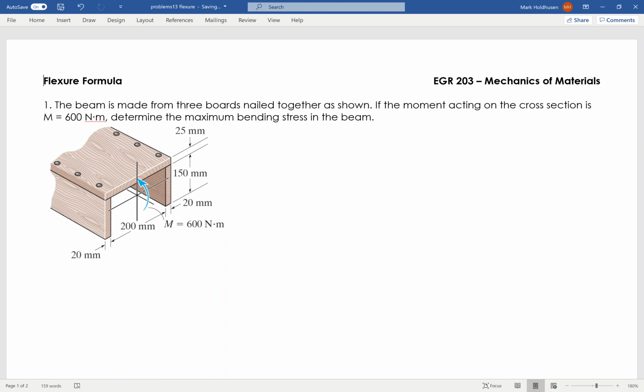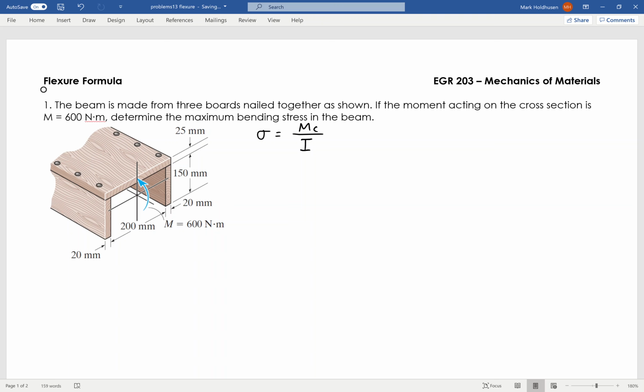Okay, so I got a beam. It's got 3 boards nailed together and shown. I know it has a moment of 600 Newton meters acting at it. I want to find the maximum bending stress in this guy here. So that bending stress equation, my flexure formula, is Mc over I.